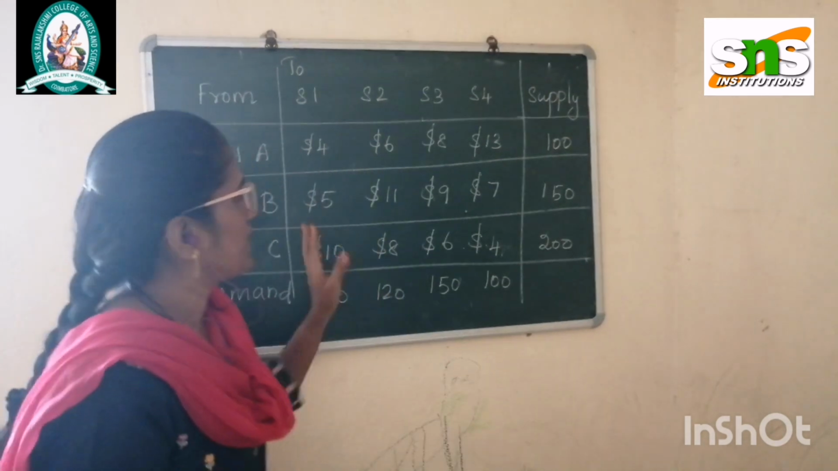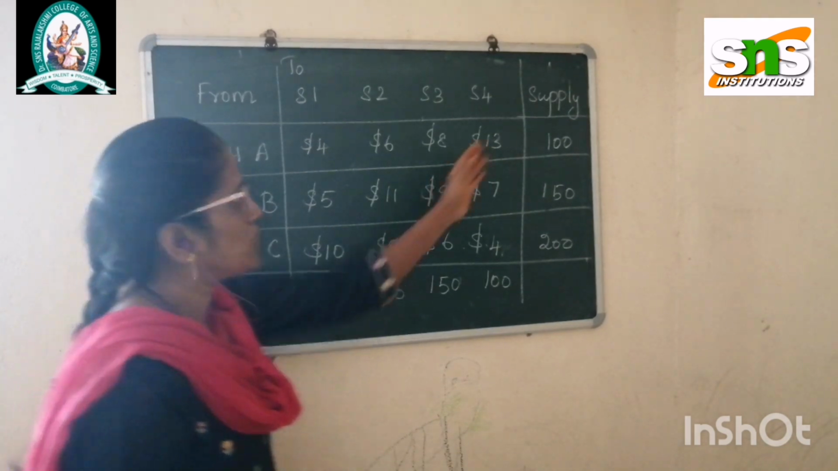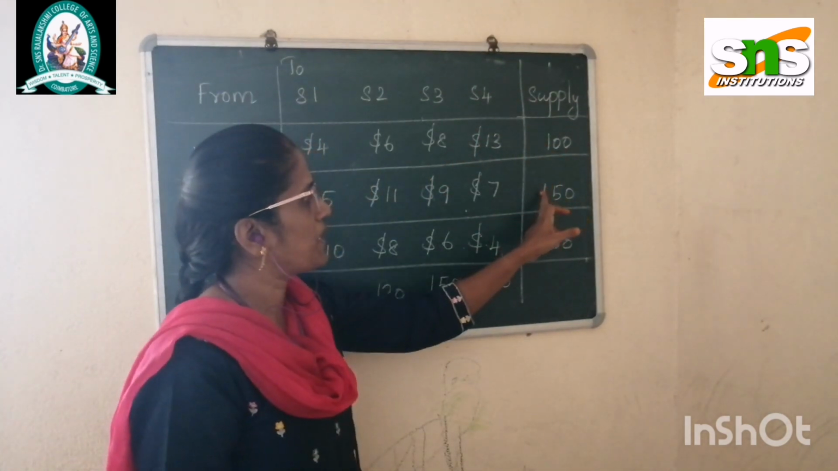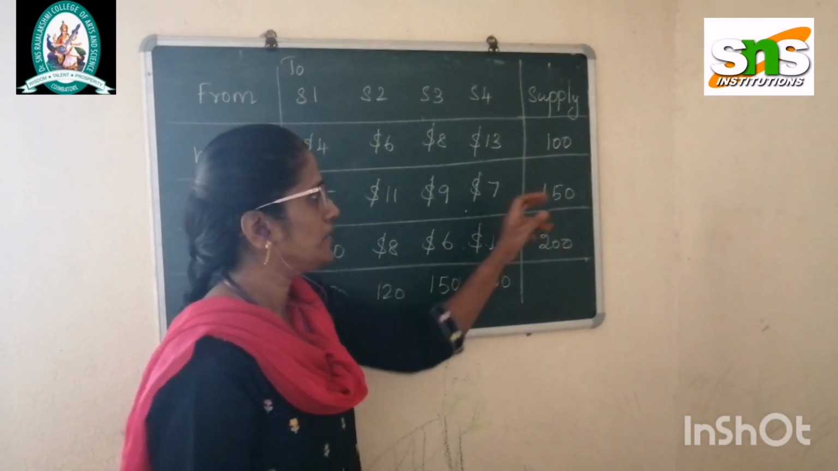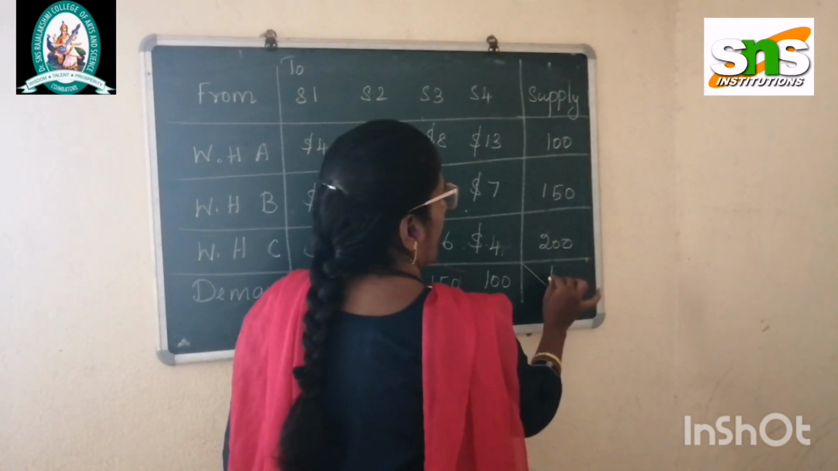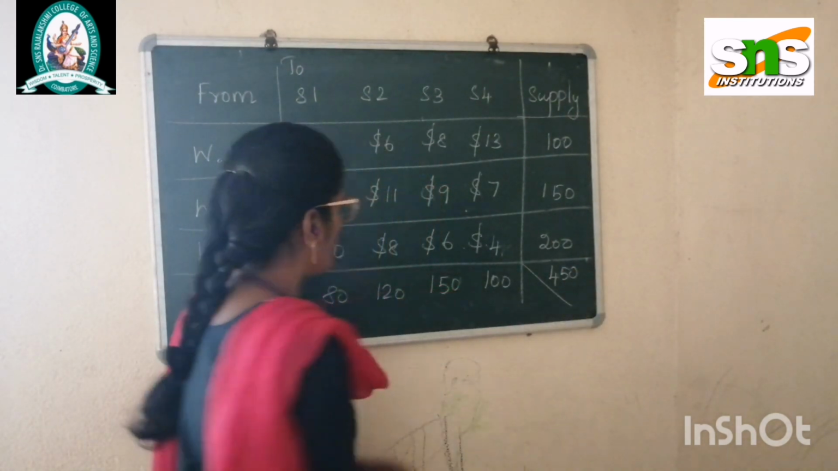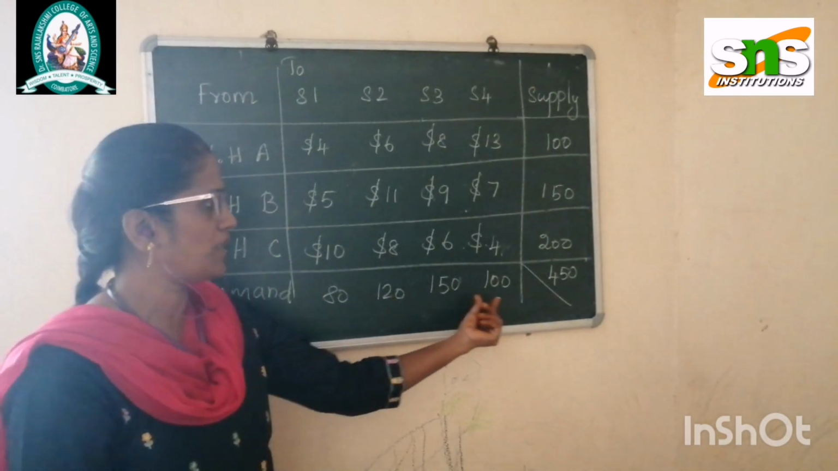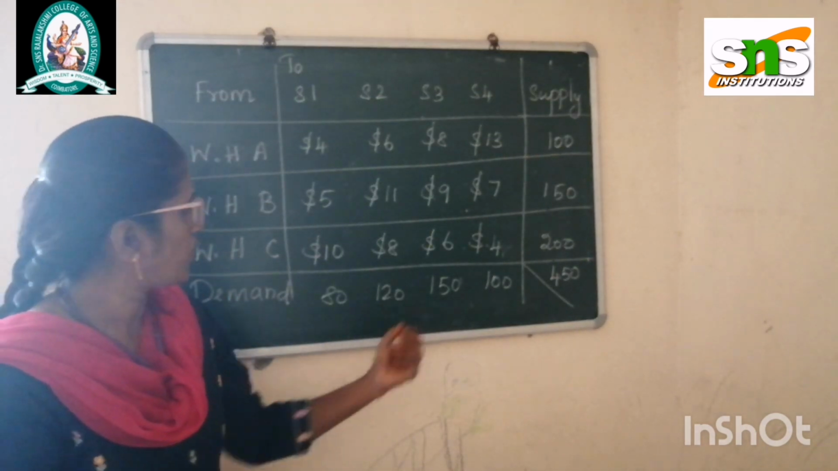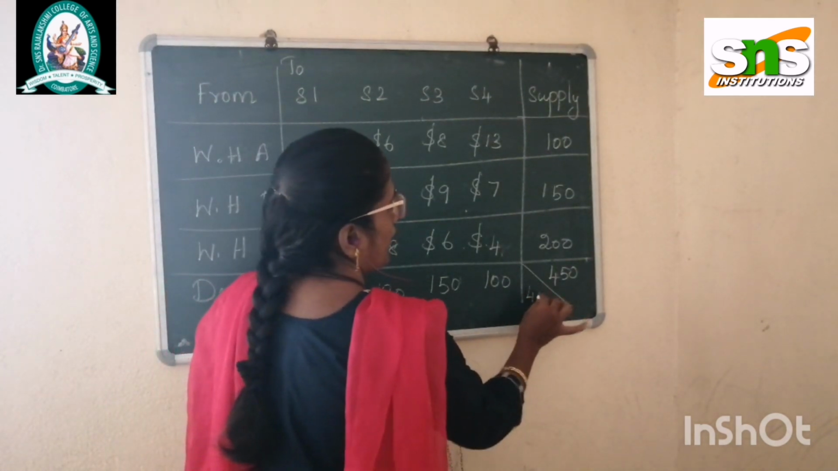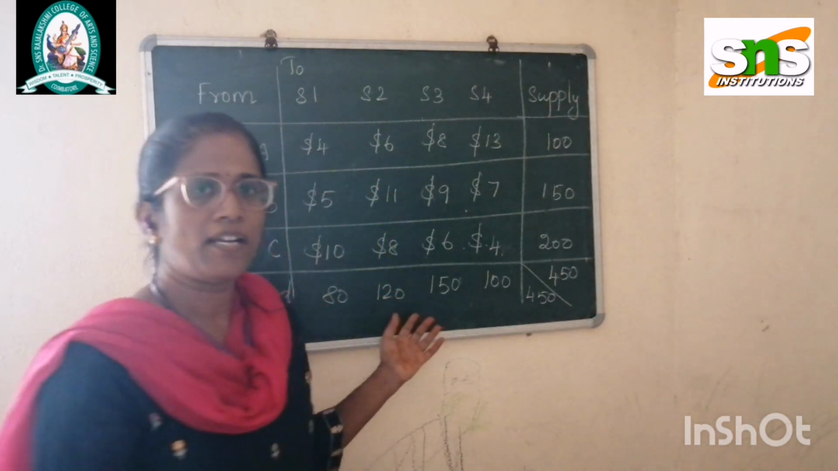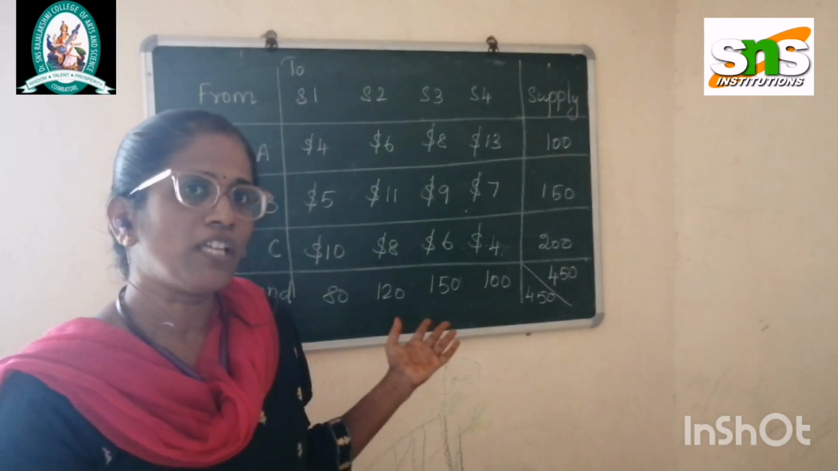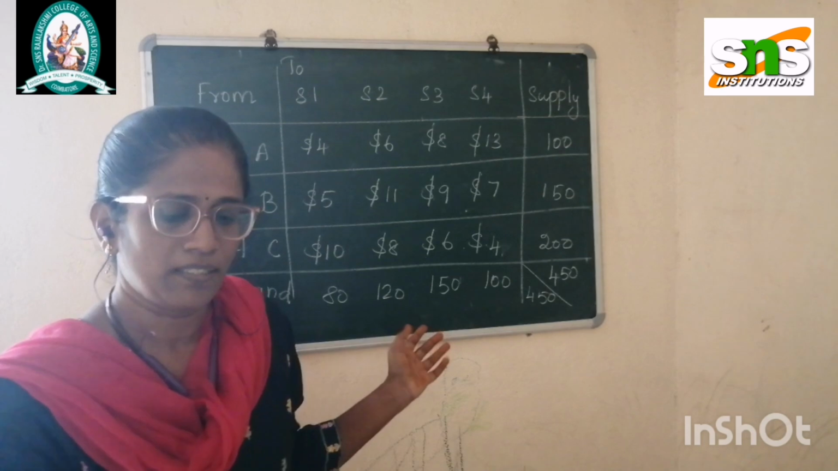First we have to analyze the problem. The total supply is 100 plus 150 plus 200, the total is 450. And also the total demand is 80 plus 120 plus 150 plus 100. Here the total demand is 450. Therefore, total demand and total supply are equal. Therefore, the given problem is balanced.